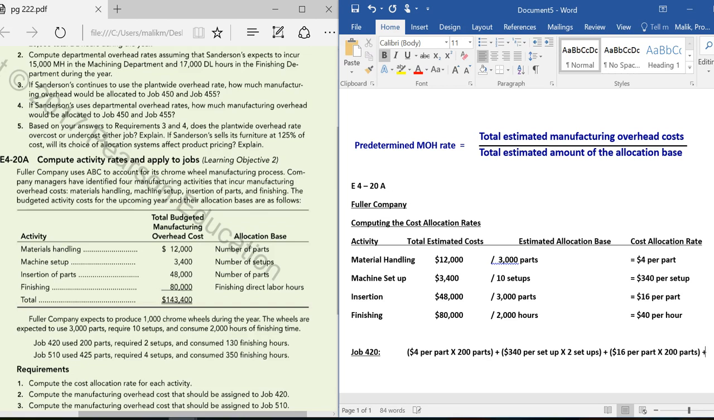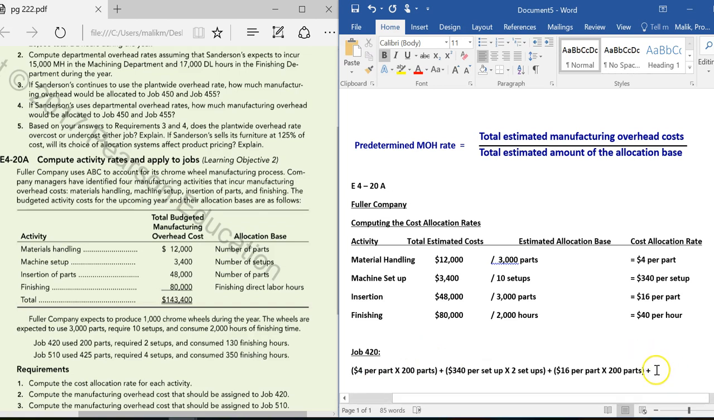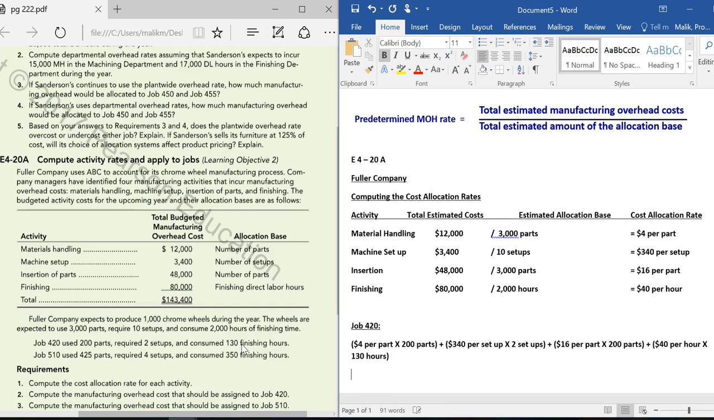Now for our final activity, let's take it to the next line so that I can fit all those items in one line. So our final activity is finishing. For finishing, our rate is $40 per hour, and we used 130 hours for this job 420. Right, so let's multiply this $40 by 130 hours. Oops, I couldn't fit it in one line, but that's totally fine.